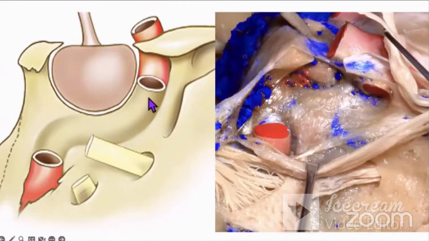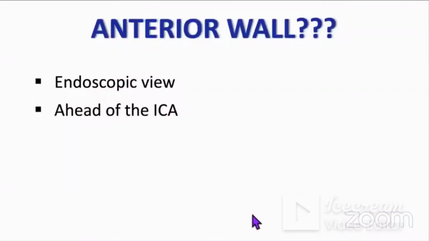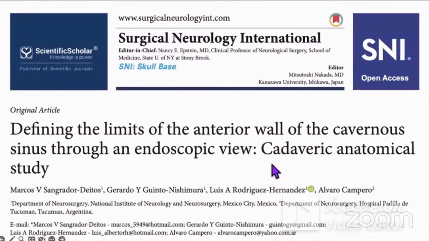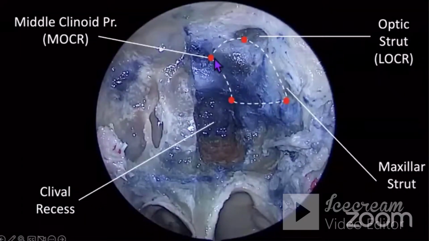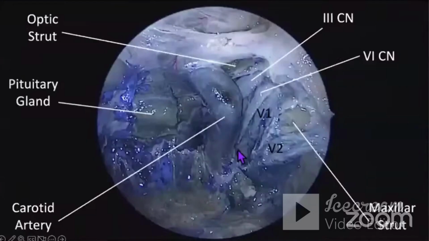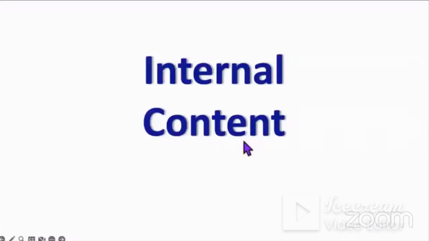Does an anterior wall of the cavernous sinus exist? For the endoscopic view, we think that yes, and it is ahead of the cavernous internal carotid artery. We published last year to try to define the limit of the anterior wall of the cavernous sinus. And in anterior view, the limits are the middle clinoid, the medial optic carotid recess, the lateral optic carotid recess, the maxillary strut, and the clival recess. Those are the limits of the anterior wall of the cavernous sinus.